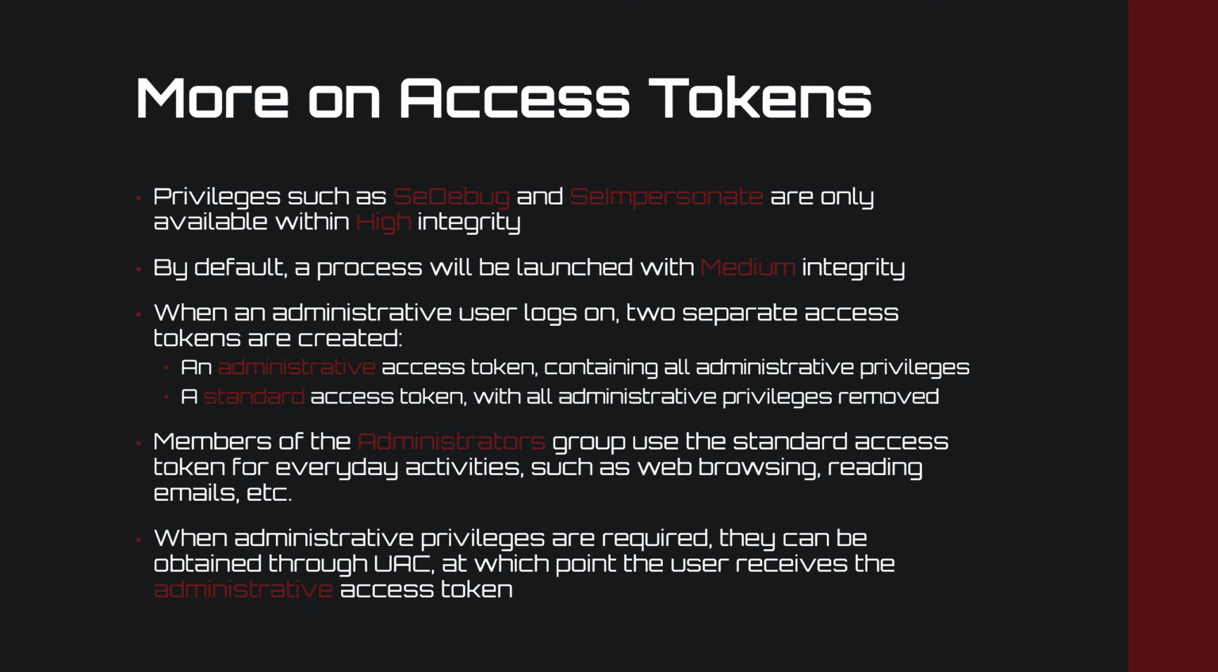Now, the level of access granted for standard users compared to administrative ones is slightly different. So standard users who, for example, are not part of the local administrator group but have been assigned privileges such as SeDebug or SeImpersonate will also have to go through an elevation process to acquire a new access token with that privilege assigned, as they're only available in high integrity.